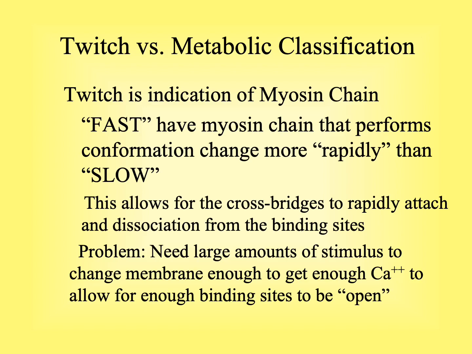Fast muscles need a large amount of stimulus and a large amount of calcium to allow for those binding sites to become active, relative to the slow twitch.